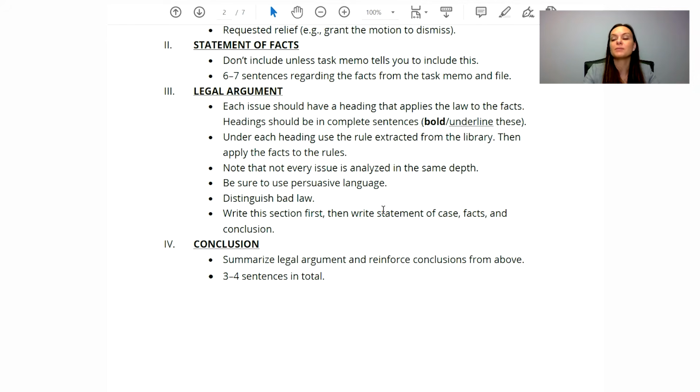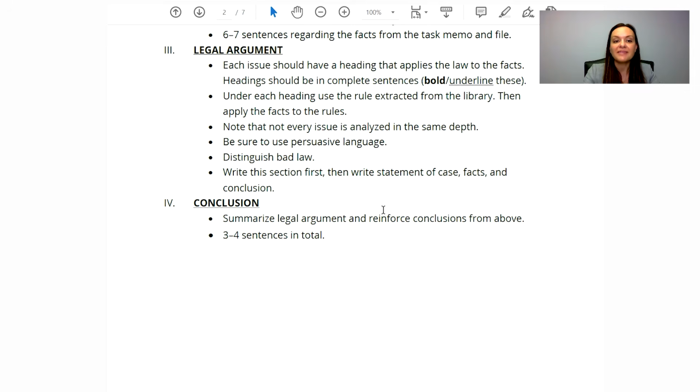The other sections will be much easier for you to complete once you've done that. And then finally comes your conclusion section. This is where you simply summarize that legal argument above and you're reinforcing those conclusions that you reached. This is pretty short and sweet, about 3 to 4 sentences in total.